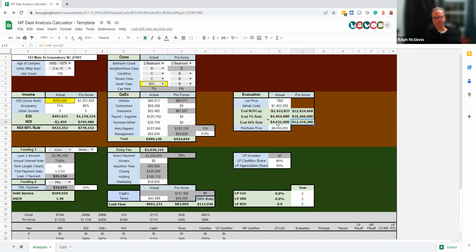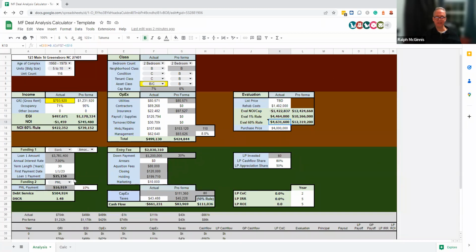Your pro forma is what you expect it to perform at after you improve it, whereas your actual is where it's performing now, typically the evaluation for now. So, you want to make sure to fill out all of these: the age, the units per building, the total unit count, the bedroom count, neighborhood class. You always want to try to improve it. The cap rate is calculated off of the asset class, but you can override it with the real cap rate. And that way you can come up with the evaluation and the pro forma evaluation.